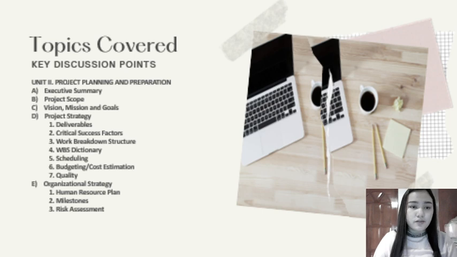These are the topics covered, and this is the summary of your project planning. Letter A is the executive summary, B, project scope, C, vision, mission, and goals, and D, project strategy. Under project strategy are the following: deliverables, critical success factors, work breakdown structure, WBS Dictionary, scheduling, budgeting or cost estimation, and quality. The last part is the organizational strategy, which consists of the human resource plan, milestones, and risk assessment.